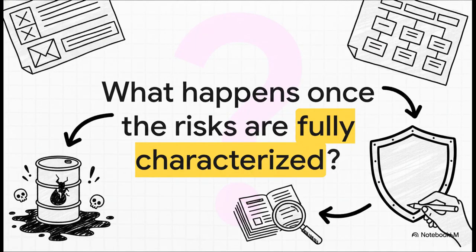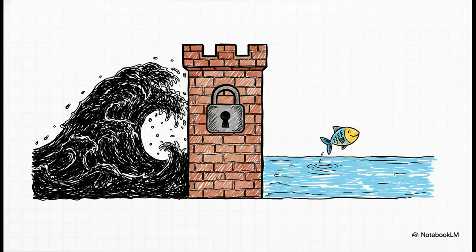Okay, so we've planned, we've identified the hazards, we've analyzed the probability and the consequences, and we've fully characterized the exact risks of our scenarios. We have all the intelligence. But information alone cannot stop an oil spill. All of this meticulous procedural work has to lead somewhere, right? So what actually happens once the risks are fully characterized? Boom. Step 6. Manage the risks.